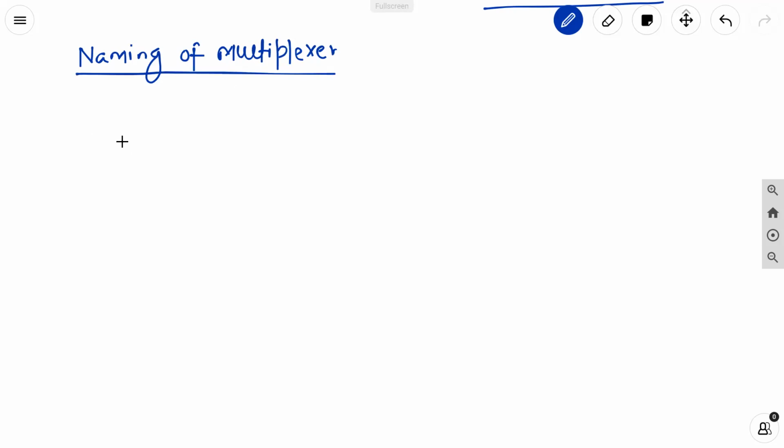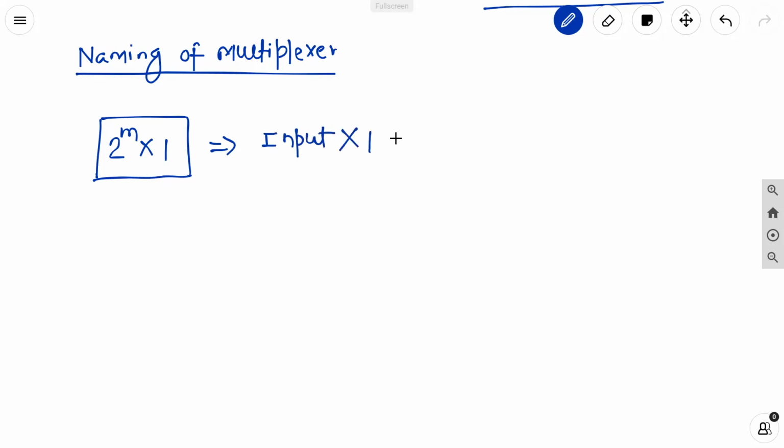Suppose this is a 4 is to 1 mux. Now the naming of multiplexers. Multiplexers are named as 2 to the power m cross 1, which means the name of the multiplexer is nothing but inputs to output, so input cross 1, or n is to 1. If we say it is a 2 is to 1 multiplexer, it means there are two inputs and one output.